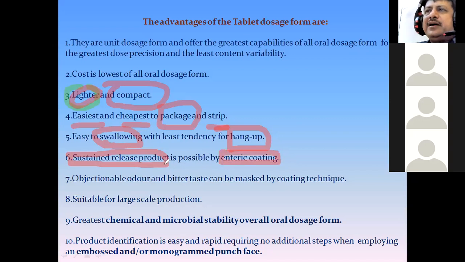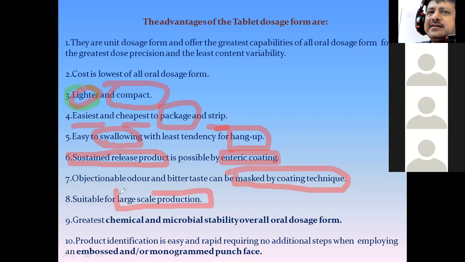Now suppose I have an API which has an objectionable odor or a bitter taste, or even the color is not pleasant. We can mask this odor, the taste as well as the color by using a suitable coating technique. Then, as we have already discussed in the earlier part, tablets can be prepared on a larger scale, so the scalability of a tablet dosage form is very easy.